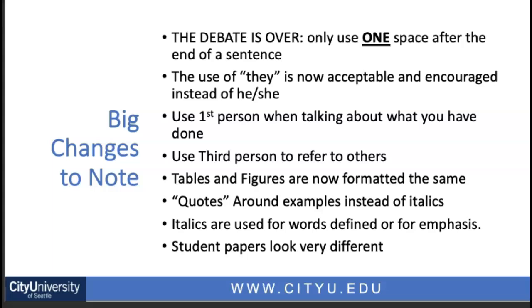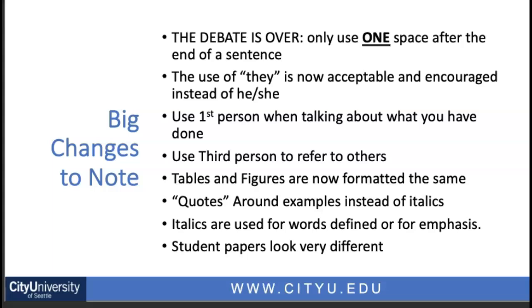Tables and figures are now formatted the same, so it's one formatting for both, but you will want to look at those examples. You use quote marks around examples now instead of italics, but you still use italics for words that are defined or for emphasis.